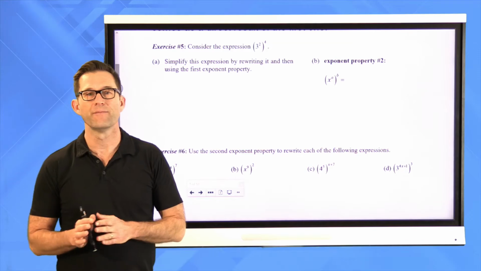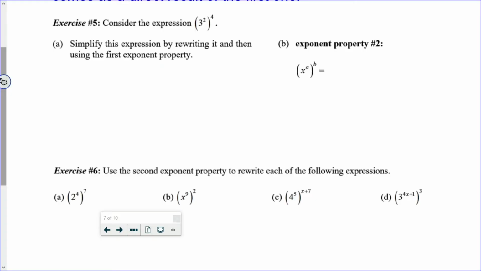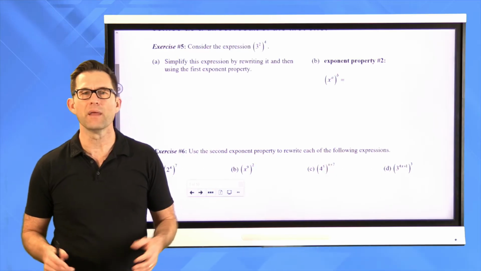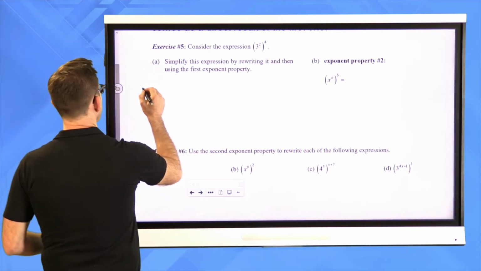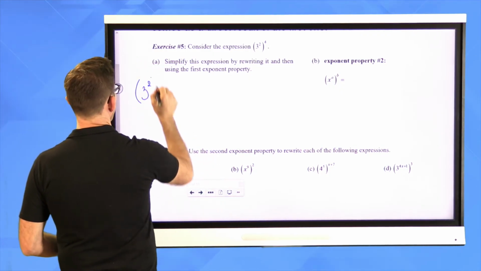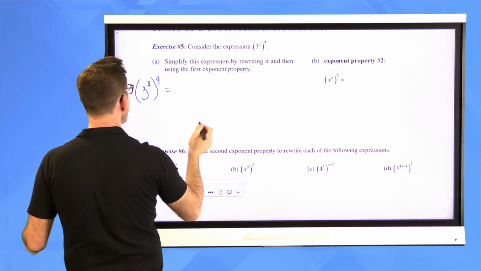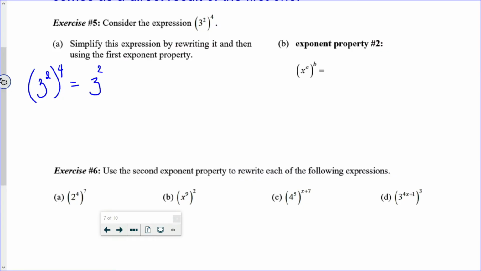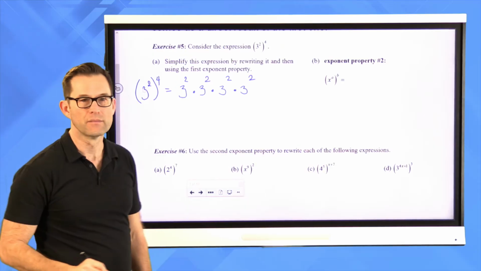Exercise number 5. Consider the expression 3 to the second, all raised to the 4th power. Letter A. Simplify this expression by rewriting it and then using the first exponent property. All right, so let's talk about what I mean by that. We have 3 to the second raised to the 4th. Well, anytime you have something raised to the 4th, what that means is that you are going to multiply it by itself 4 times, right? That's what it means.